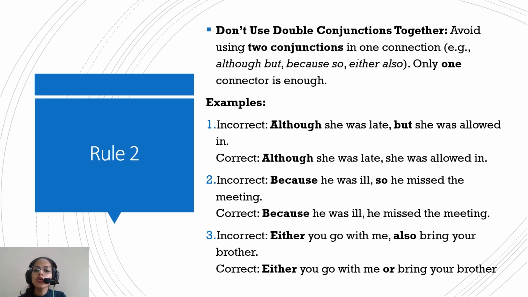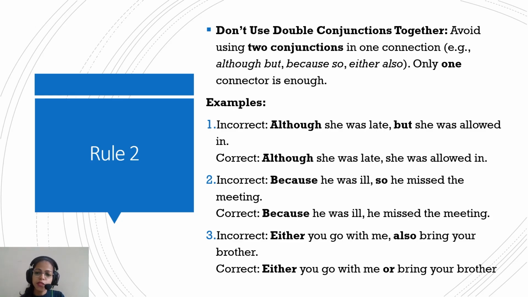Okay. Don't use double conjunctions together. Avoid using two conjunctions in one connection. For example, "although" should not be used with "but", "because" should not be used with "so", and "either" should not be used with "also". These are some of the commonly made mistakes. So only one connector is enough.